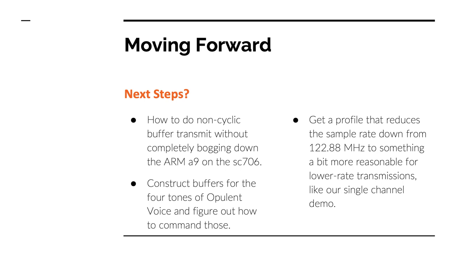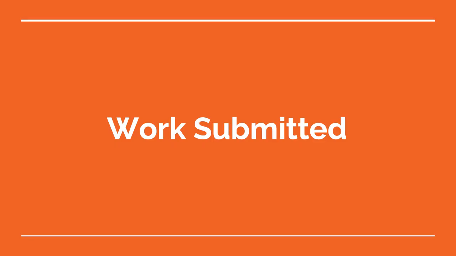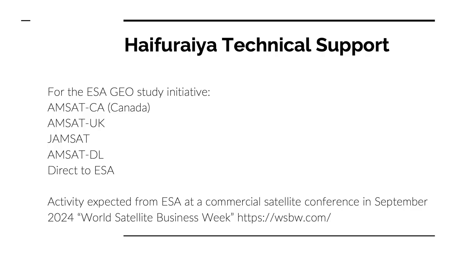So we have had a lot of work submitted to the ESA, directly to the ESA, and also working with these organizations here on this slide. There is a European Space Agency Geosynchronous Satellite Study Initiative with some funding, and we are really happy to see this. So it's an amateur radio intended sort of study initiative, ESA-centric. We have reached out to AMSAT Canada, a brand new organization, AMSAT UK, JAMSAT, AMSAT DL, and we've also provided all of our technical support package and our HiFi IIA design directly to the ESA to let them know what we're up to. So this process is ongoing.